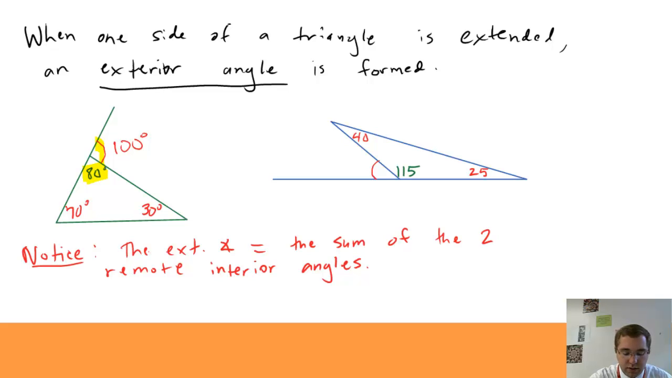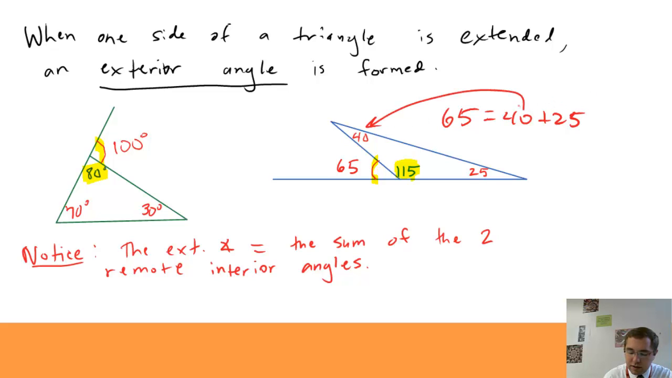And then on the triangle on the right, the exterior angle I drew and the angle that's 115 have to be supplementary. So that means the exterior angle has to be 65. They have to add up to 180, so it has to be 65. And again, it's not a coincidence that 65 equals 40 plus 25, and 40 is the measure of that angle, and 25 is the measure of that angle.